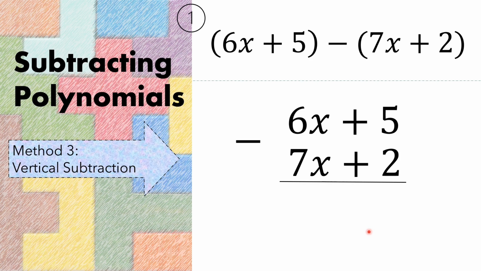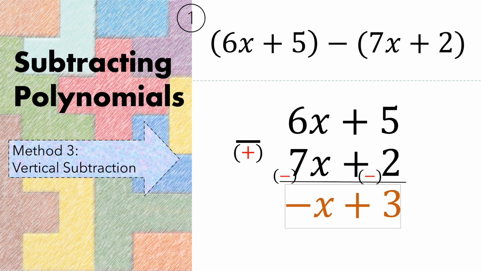We have 6x minus. Before that, you have to change the sign by using the rule of addition. Change the sign of the subtrahend. Positive 7x will become negative, and then positive 2 will become negative, and then proceed to addition. So let us simplify. 6x plus negative 7x is negative x. 5 plus negative 2 is positive 3. Okay, let's have another example.